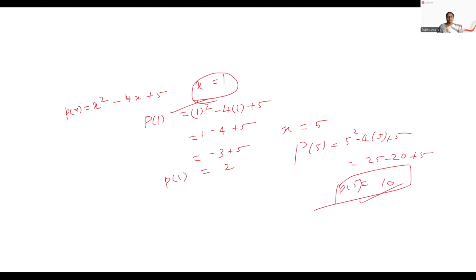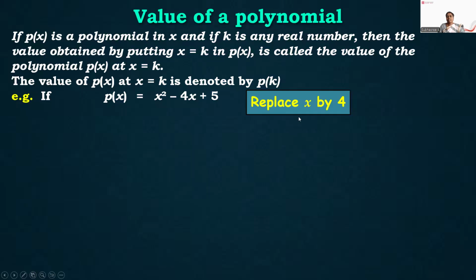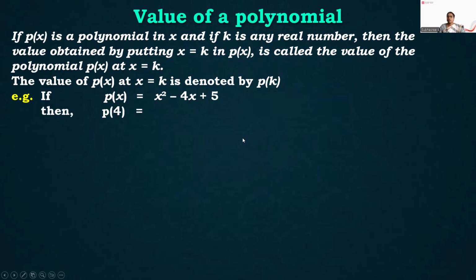Okay. Next. Now, we have seen some solved as an example for you. Now you can visualize, you have to replace this x by 4. Then P of 4 equals 4 square minus 4 into 4 plus 5. Only in the place of x you have to substitute the value 4. None other than that, you have to go for substitution.